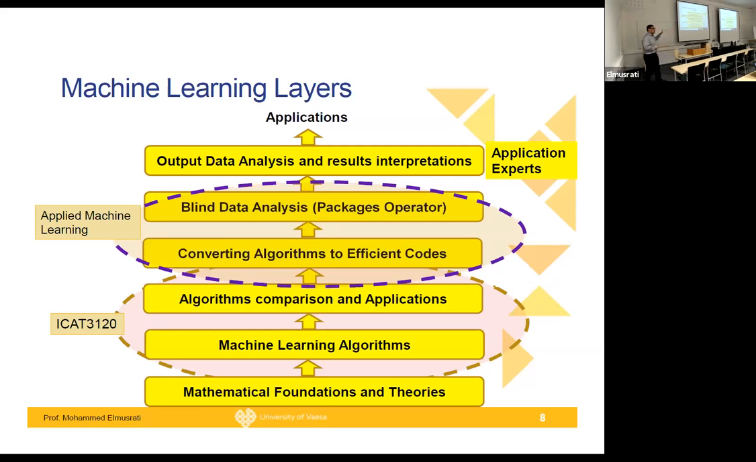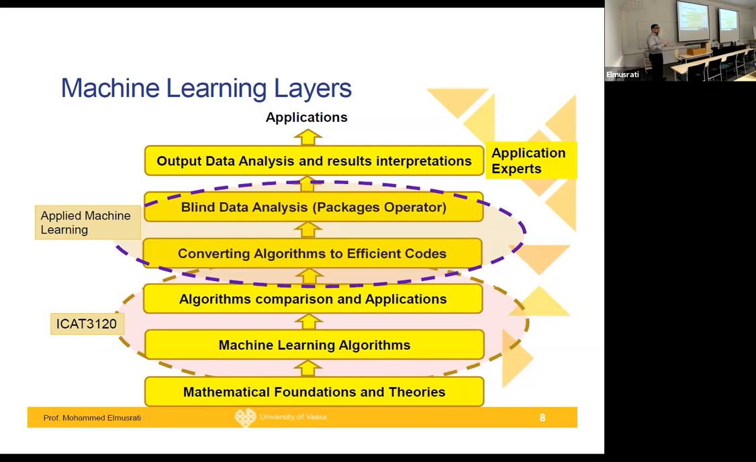Where is our course? Our course is here in the first circle. This course, ICAT 3120, will mainly cover a little bit of mathematical foundations, then mainly machine learning algorithms, algorithm comparison and applications, and little coding. We have little coding in this course.